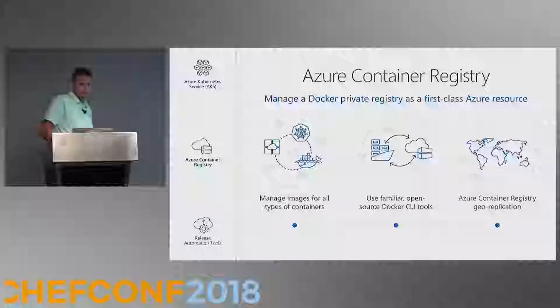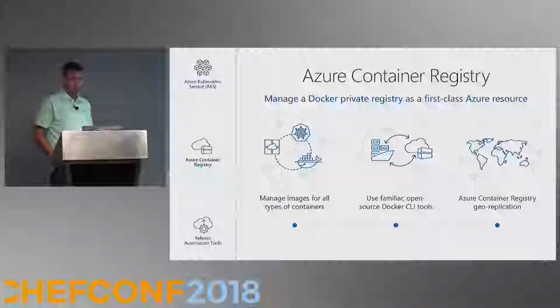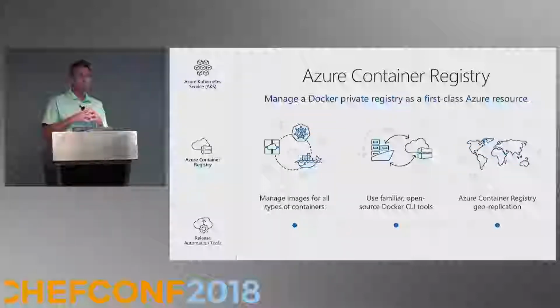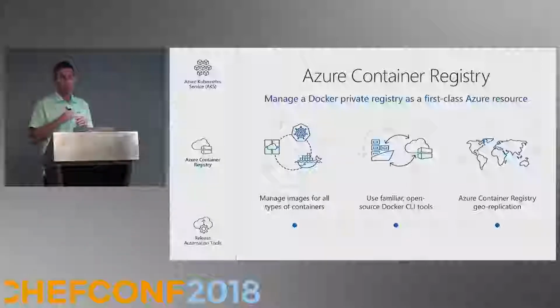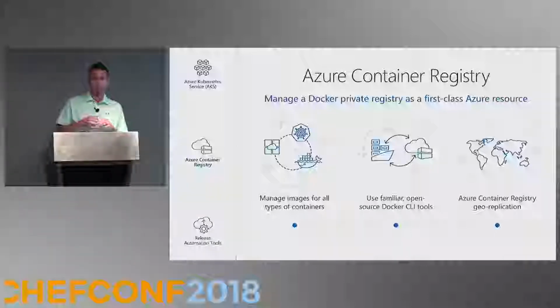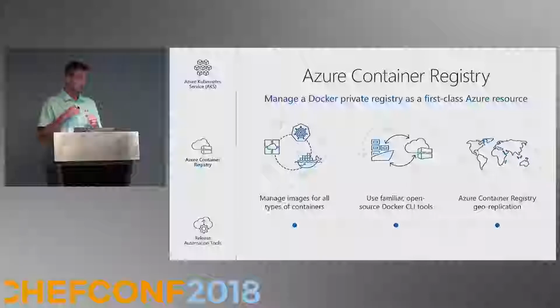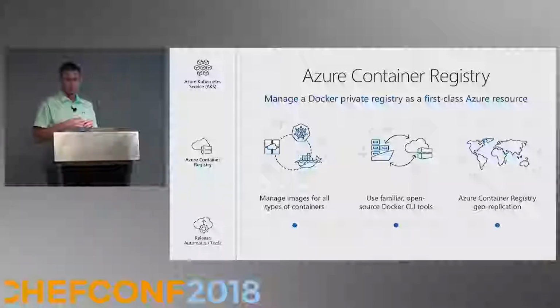Basically, with ACR, it's the ability to manage a Docker registry as a first-class Azure resource. The registry automatically replicates your container images to multiple geographic regions, preventing loss in case of a storage failure. And there's no limits on repos, images, layers, tags, and I think that the storage limit on standard is 5 terabytes, but I'm pretty sure that's going to bump up from there.